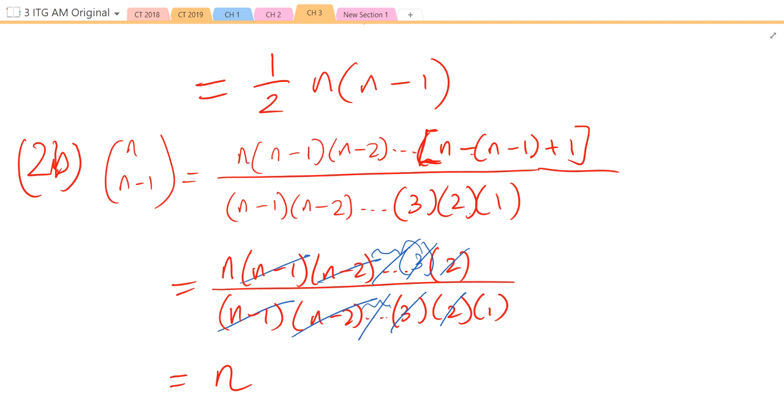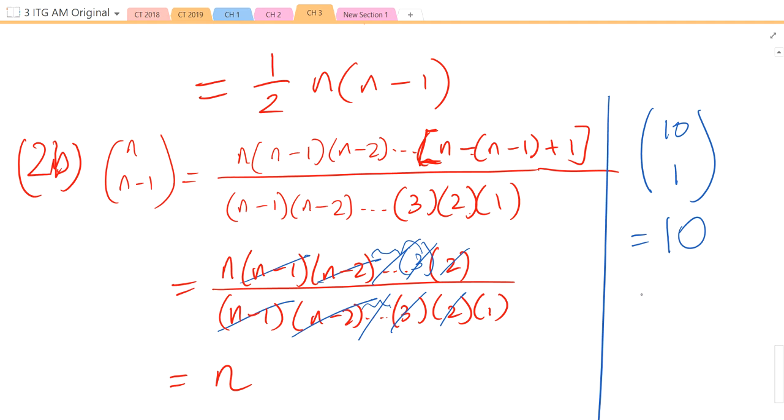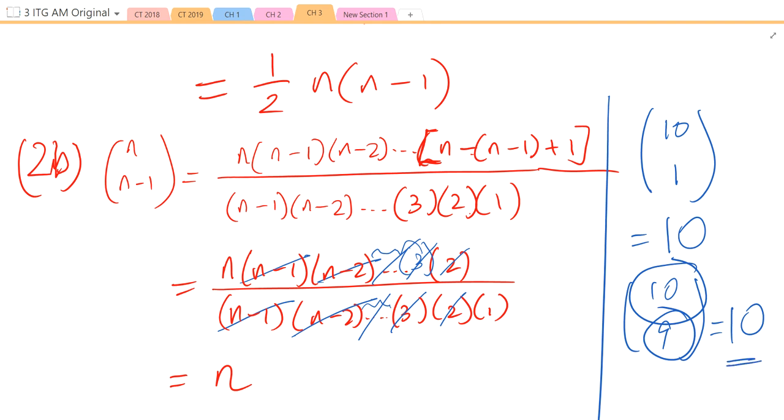We compare it with what we discovered last week. What do you remember about 10 choose 1 equals 10, right? What about 10 choose 9? Also 10. This is my n, choose n minus 1. So that'll be the same. 10.